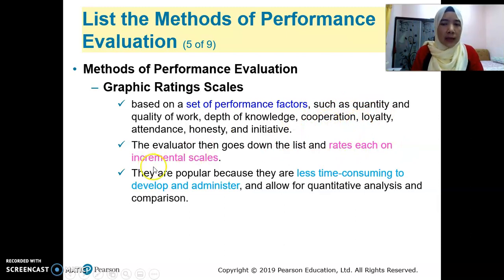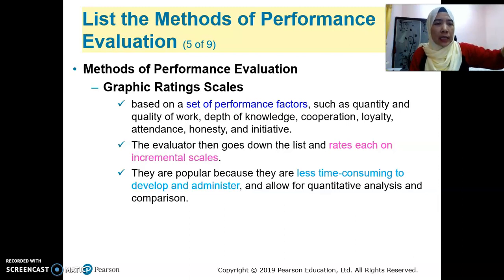performance factors based on an incremental scale, such as a Likert scale, for example, 1 to 5, or 1 to 7. So they will rate the employees in terms of quantity, whatever is mentioned here, based on whether it is high or low. For example, based on the Likert scale, 1, 2, 3, 4, 5, where 1 is strongly disagree and 5 is strongly agree. So this one, the graphic rating scale, is considered popular because it is less time consuming to develop and administer, and allows for quantitative analysis and comparison, because it is more or less like a Likert scale, so it is easy for the evaluator to put a mark.